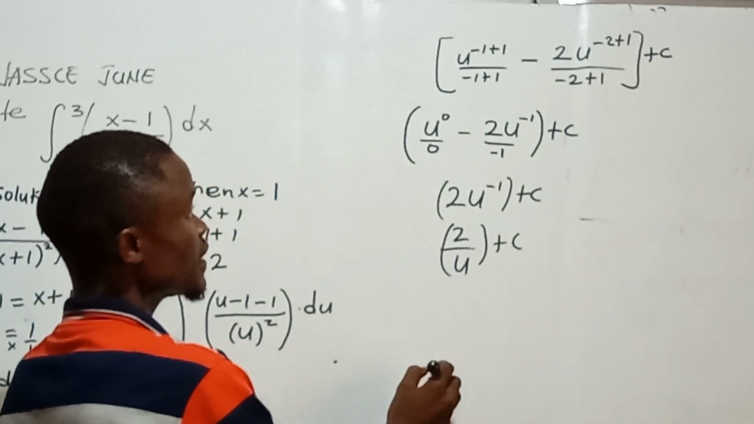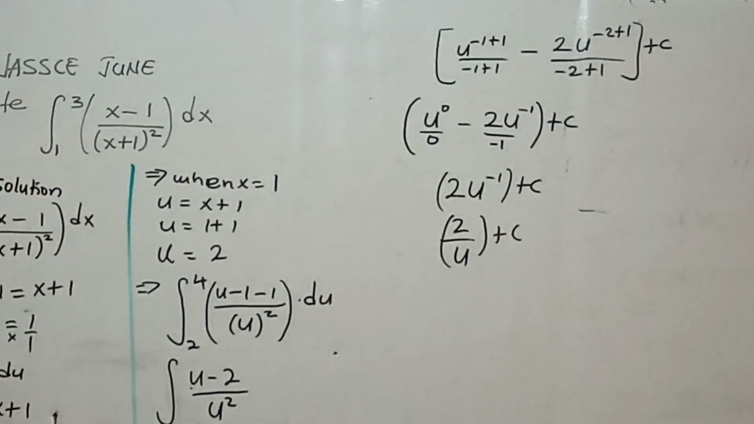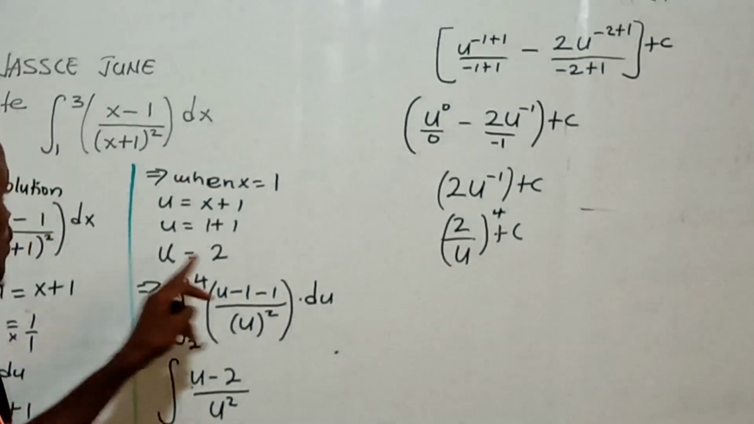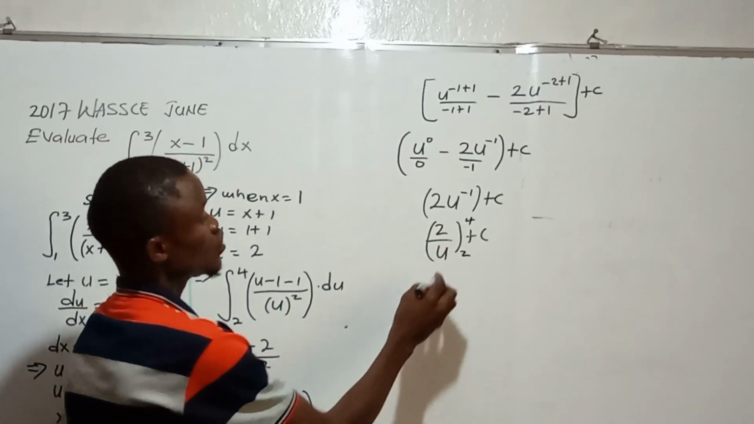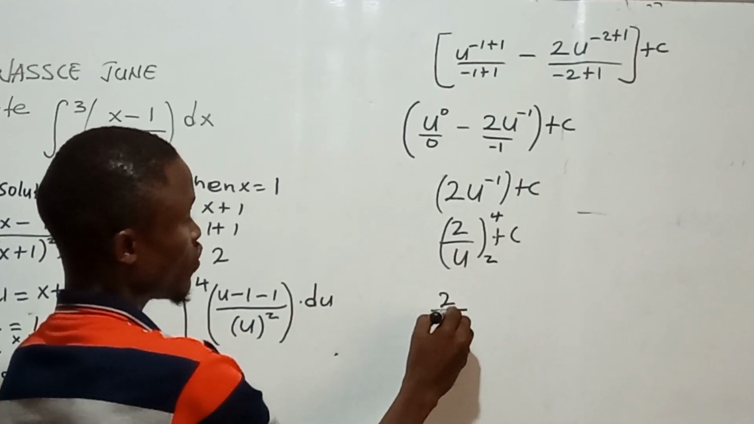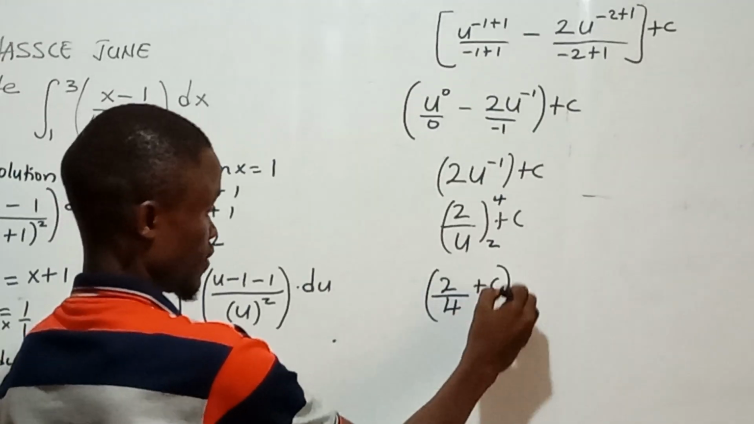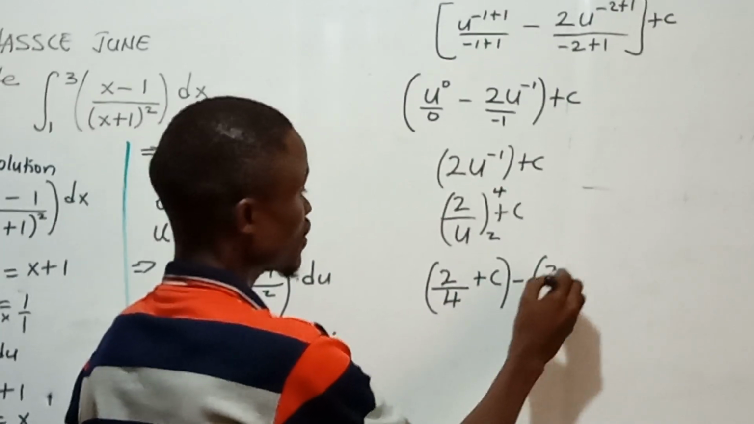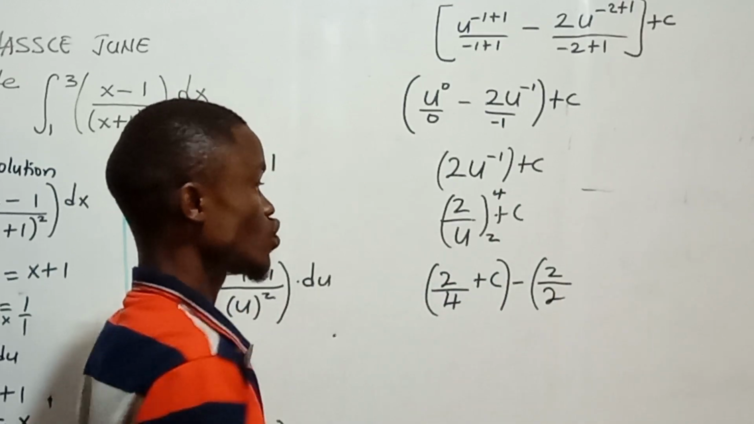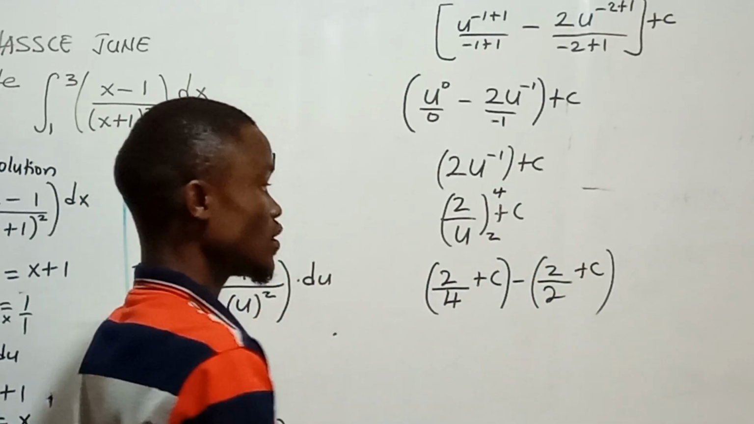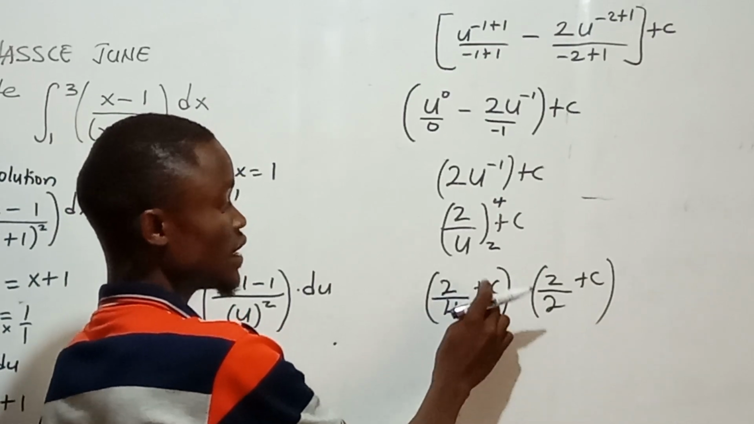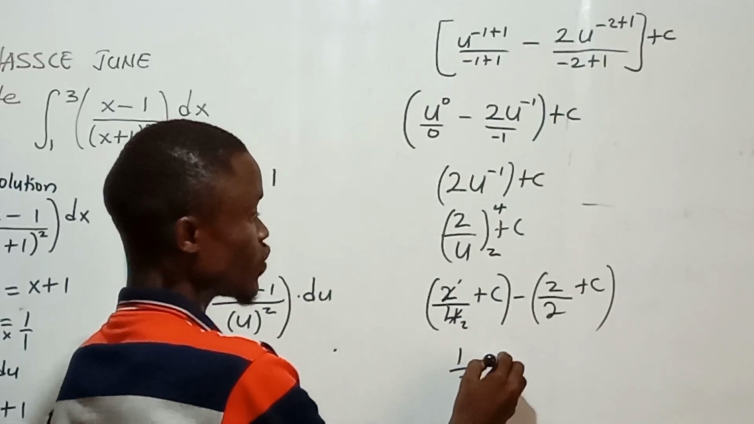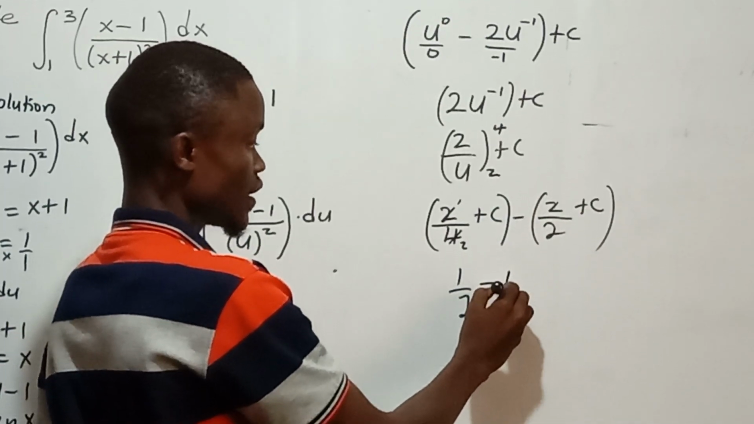But the limits here, it now represents as 4, while the one, when we substituted, we have 2. So you say 2 divided by 4 plus c, which is another bracket for the upper limit. Then you take the other bracket for the lower limit, 2 over 2, the value for this plus c. So when you subtract, the c will cancel. So here you say 1 times 2 times 1 upon 2 minus this will give us 1.